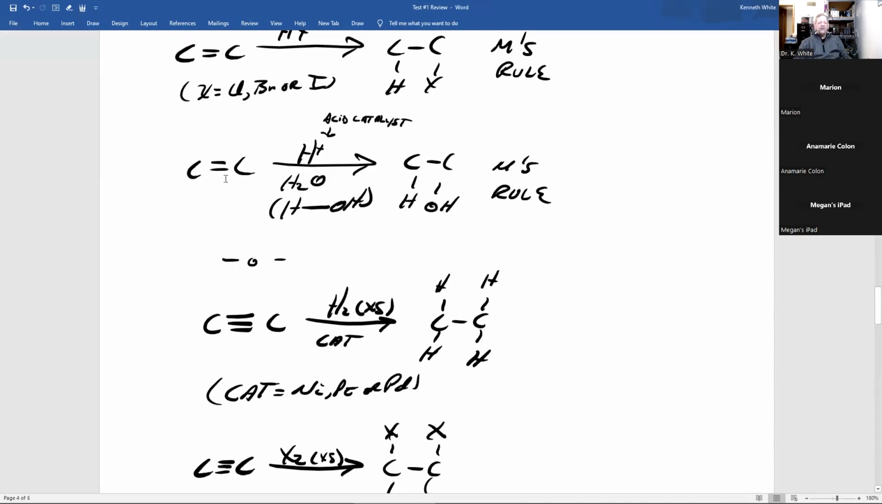Now, you can take a double bond and react it with H+. Organic chemists call H+ an acid catalyst; sulfuric acid is an example you could use here. There are other acids that I don't teach in this class that you could use, and we just show that in general by H+. And water. Now, water you can think of as H and OH. You break the pi bond, one carbon gets H, the other gets OH, and it follows Markovnikov's rule.